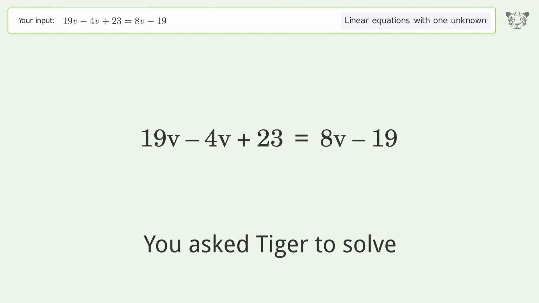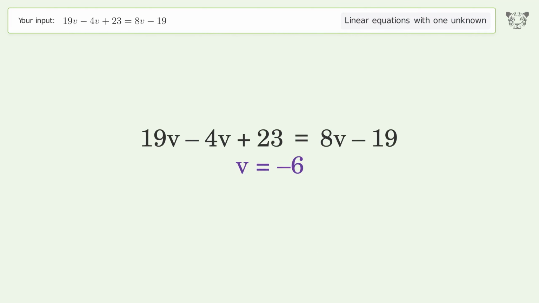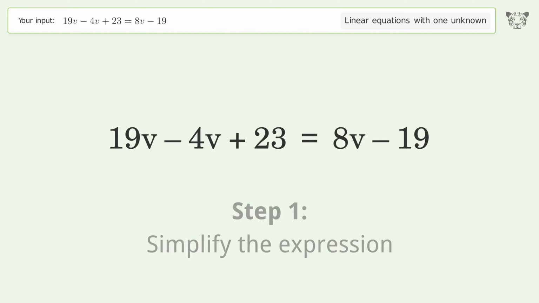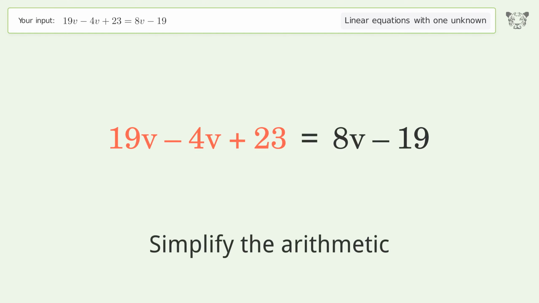You ask Tiger to solve. This deals with linear equations with one unknown. The final result is v equals -6. Let's solve it step by step. Simplify the expression. Simplify the arithmetic.